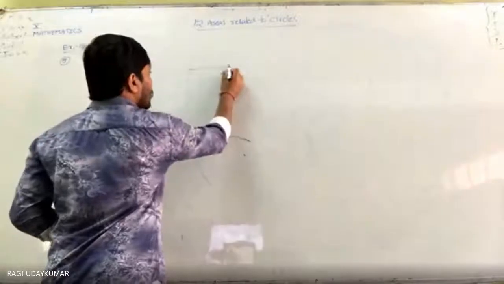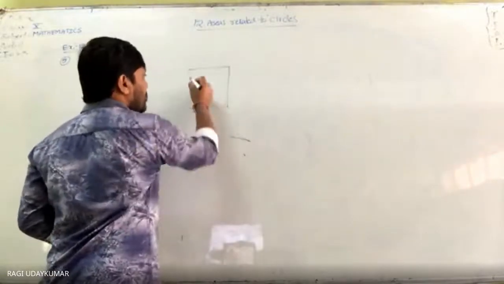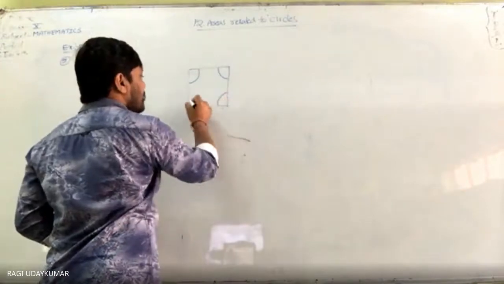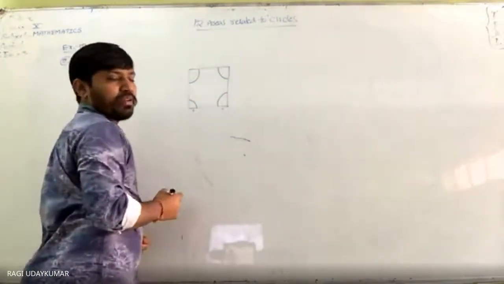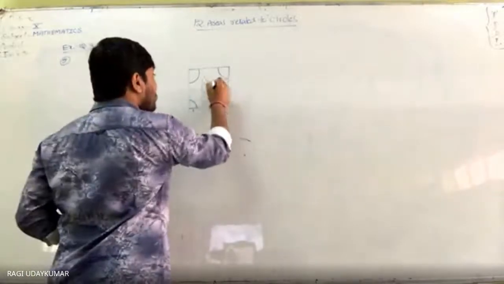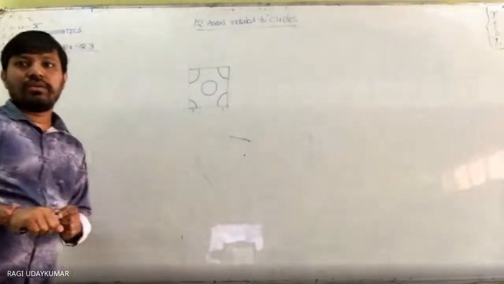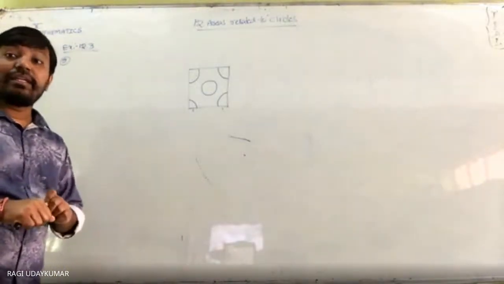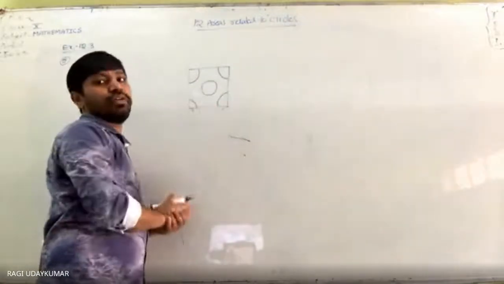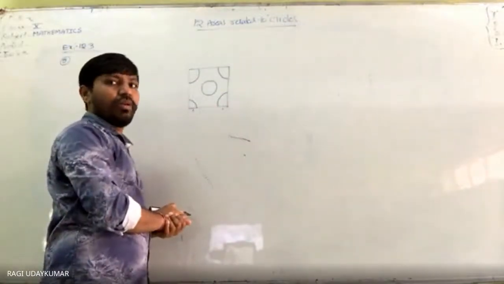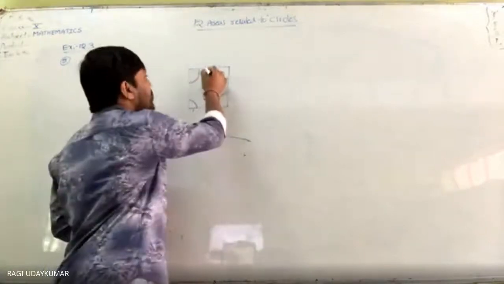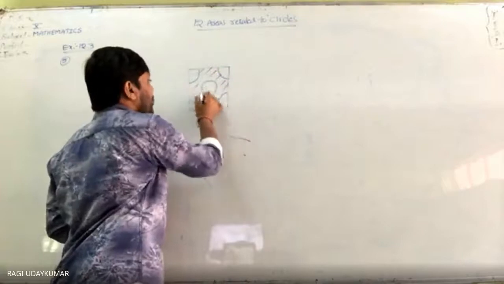So like this, a square is given whose side is 4 centimeters. Like this, quadrants of radius 1 centimeter are cut out, and here one circle is also cut out, a circle of diameter 2 centimeters. The radius is also 1 centimeter. Then find the area of the remaining portion of the square.